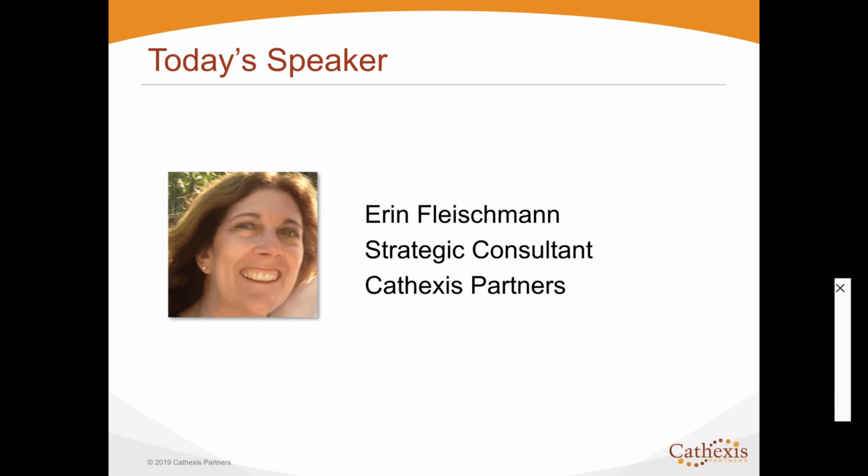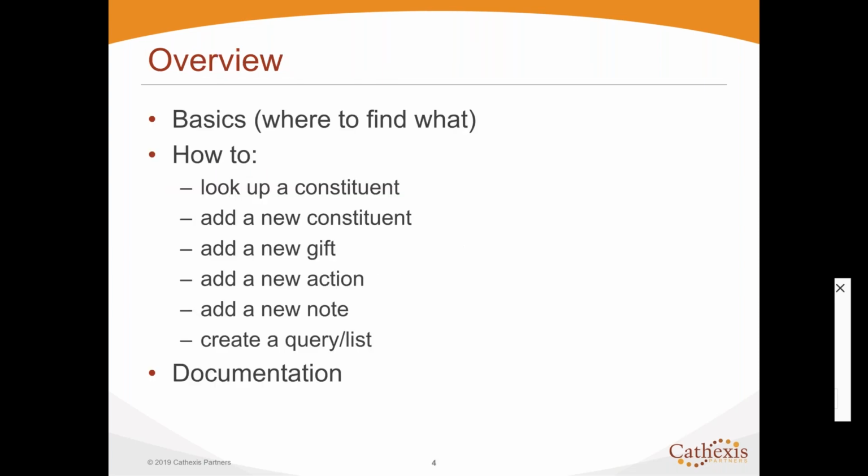So we are going to dive right in and start with the basics. Here's the overview. Obviously, basics. Where are we going to find what? How do we find out where to add somebody? How do we find out where to look someone up? How do we find where to add new gifts, new actions, new notes? Create a query list. Query is the database version. List is the NXT version. They mean the same thing. And then we'll go over documentation, a really important piece of the whole process.